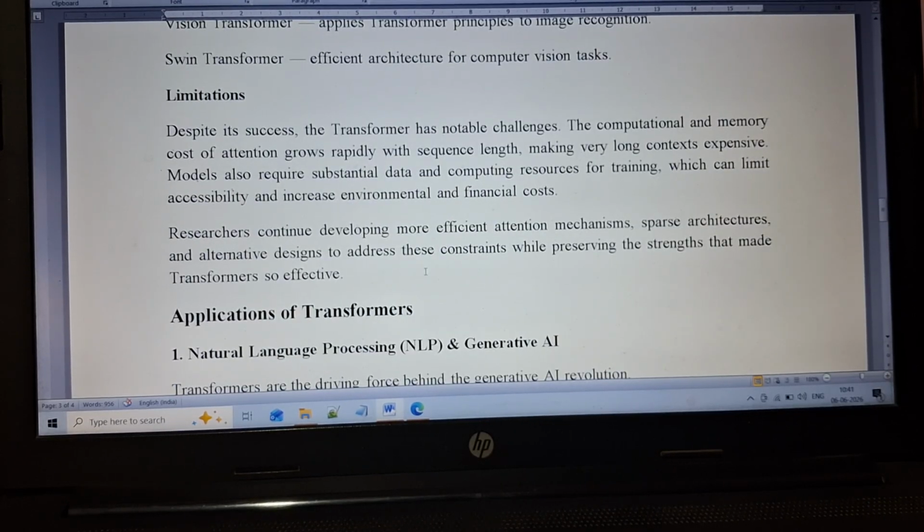Limitations. What are the limitations of transformers? Despite its success, the transformer has notable challenges. The computational and memory cost of attention grows rapidly with sequence length, making very long contexts expensive. Models also require substantial data and computing resources for training, which can limit accessibility and increase environmental and financial cost. Researchers continue developing more efficient attention mechanisms, sparse architectures, and alternative designs to address these constraints while preserving the strengths that made transformers so effective.